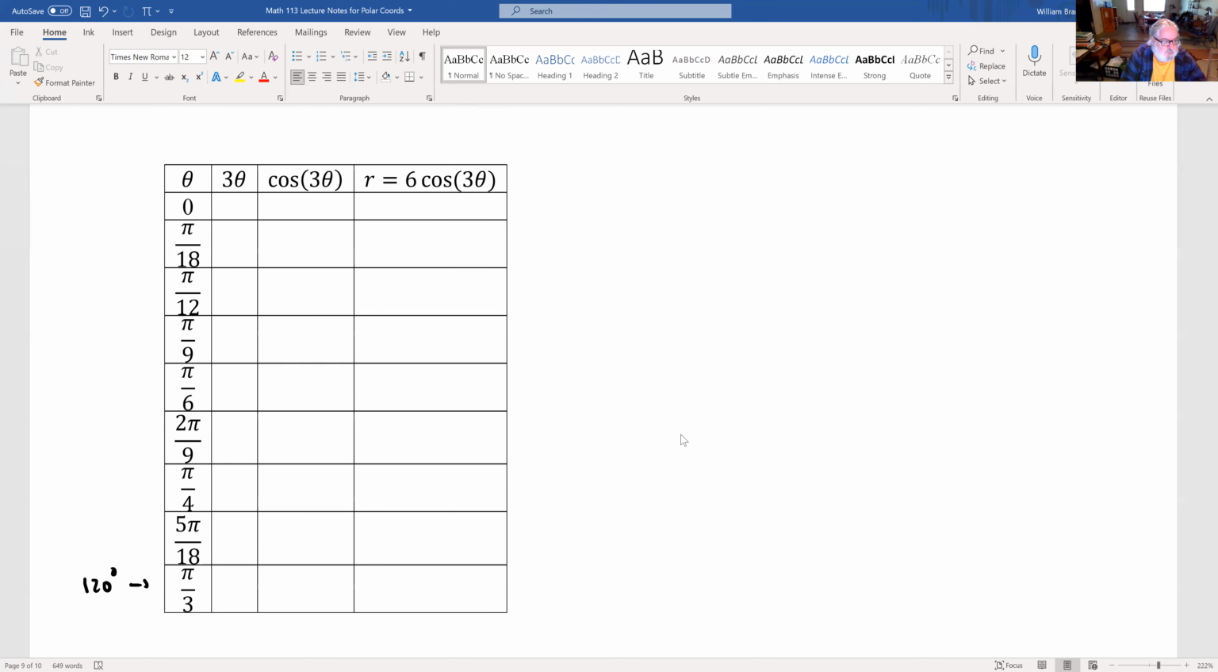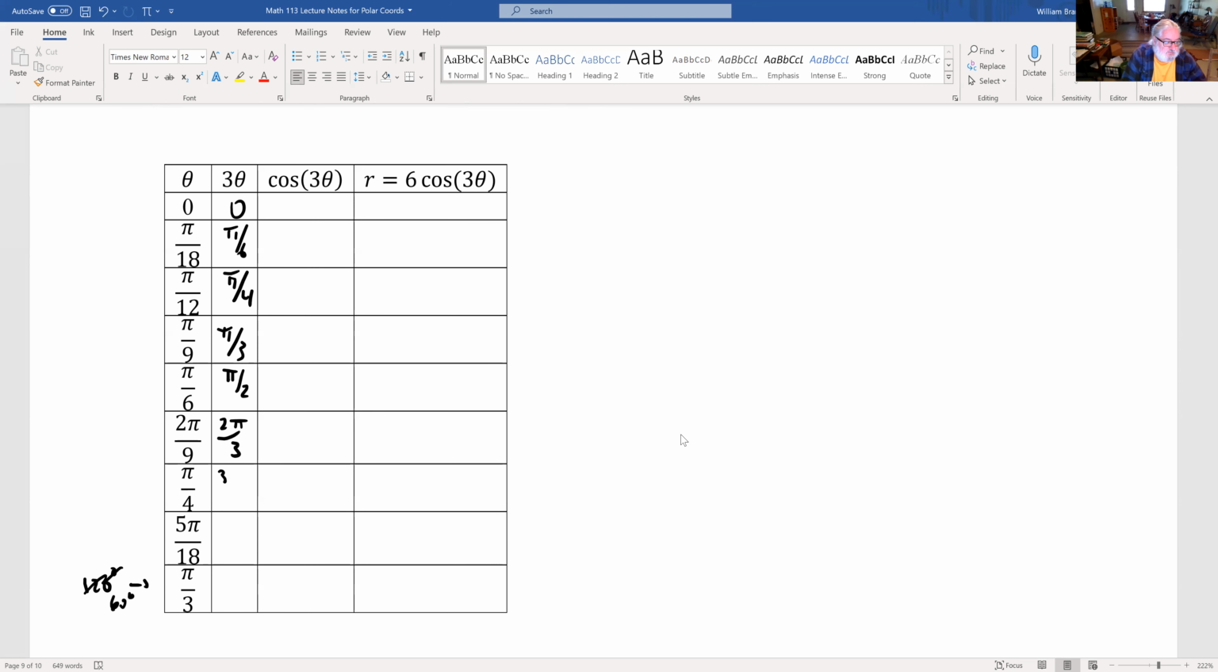No, that's not. I want this to be 2 pi over 3. That's 60 degrees. Never mind. Okay. So 3 theta, 0. Pi over 18 times 3 is pi over 6. Pi over 12 times 3 is pi over 4. 3 times pi over 9 is pi over 3. 3 times pi over 6 is pi over 2. 2 pi over 9 times 3 is 2 pi over 3.